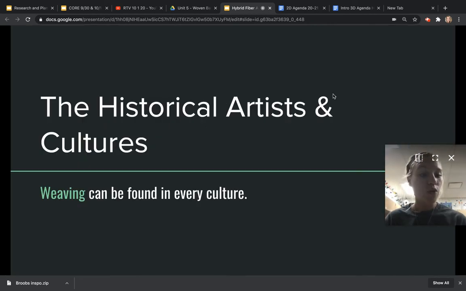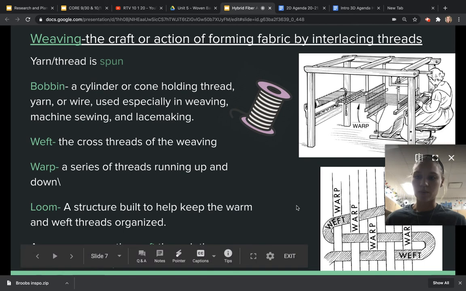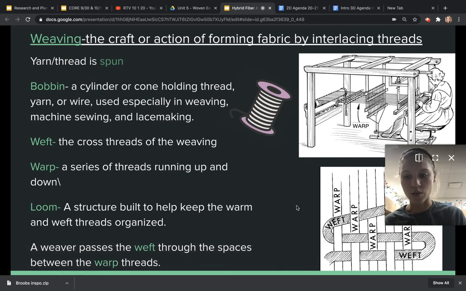We do have two focus artworks or focus artists that we're going to be talking about today to kind of introduce our assignment and why we're doing our assignment the way we are. But I do, again, just want to say one last time that weaving can be found in every culture. And then also in every culture, there are going to be very similar vocabulary and tools used to do that.